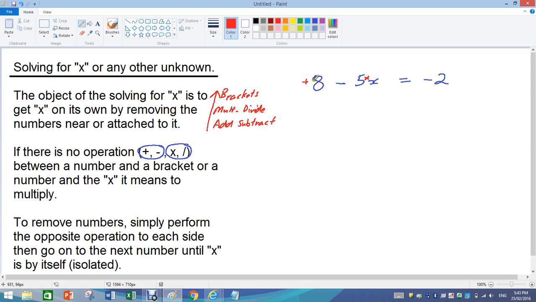So we've got 8, take away 5 times x equals minus 2. So our first job is, the minus 5 times x, well that's attached to the x, that's multiply, so we do that later. We need to deal with this 8 and get rid of it. So we've got 8, if we do minus 8, it will disappear. So therefore we do minus 8 on this side as well.